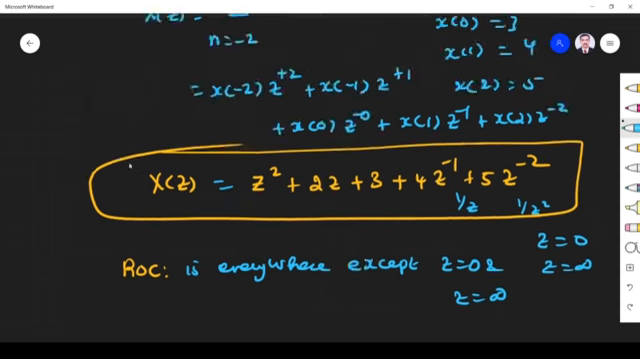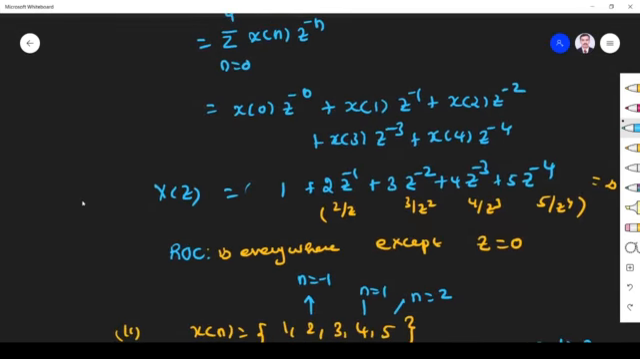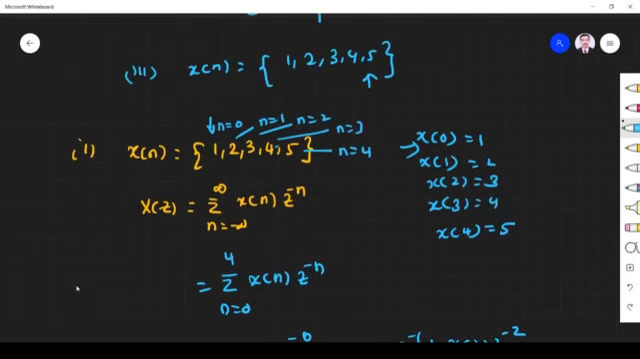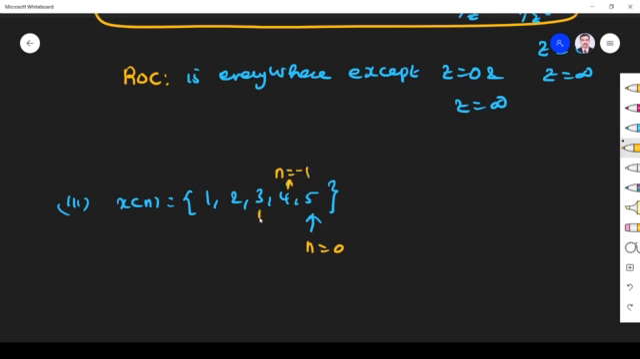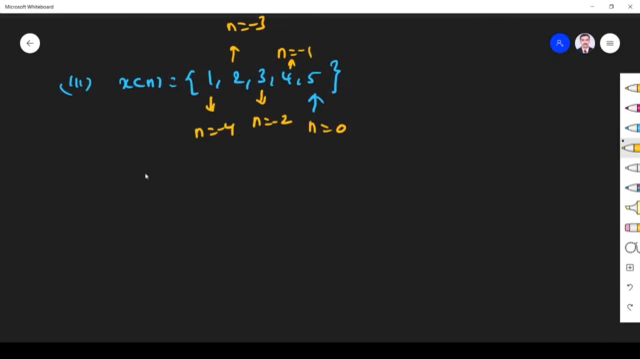What about the third problem? X of n is equal to 1, 2, 3, 4, 5. Arrow mark at the end. That means what? This is n is equal to 0. Yes or no? So left hand side it is -1. N is equal to -1. N is equal to -2. N is equal to -3. N is equal to -4. So n goes from -4 to 0.